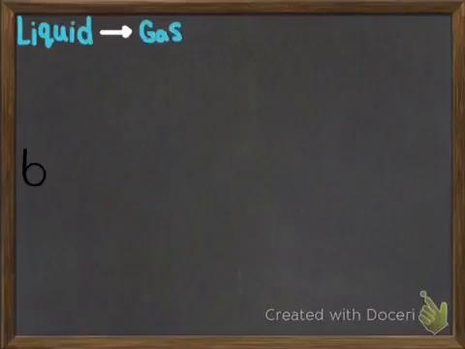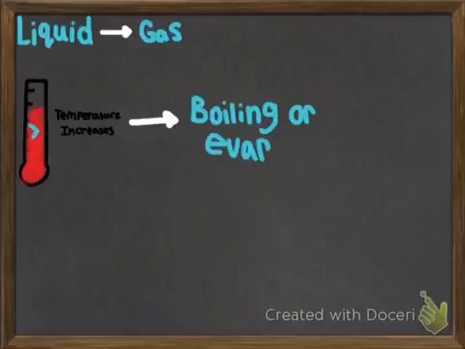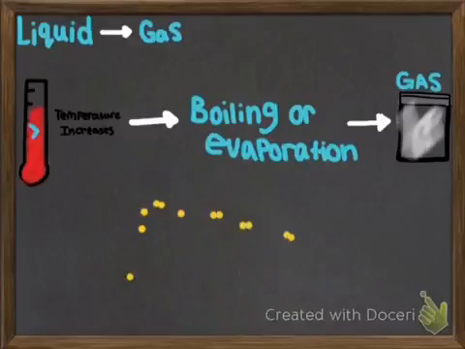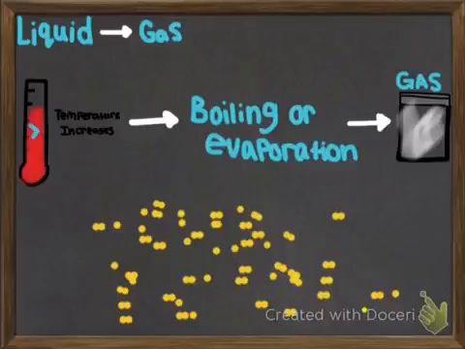A liquid to a gas. The temperature must again rise. The two ways for a liquid to become a gas are through boiling and evaporation. This is an example of gas particles. These are free-floating particles that take up the space of anything you put them in.